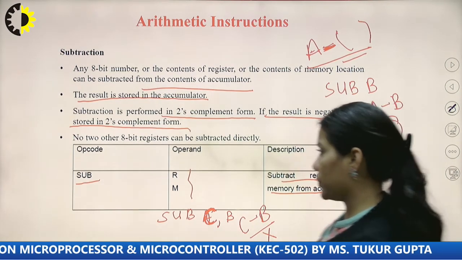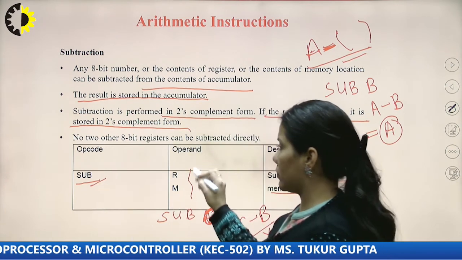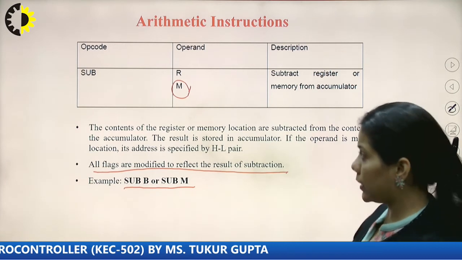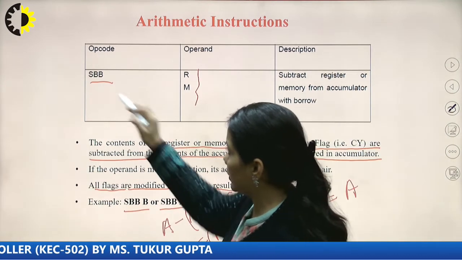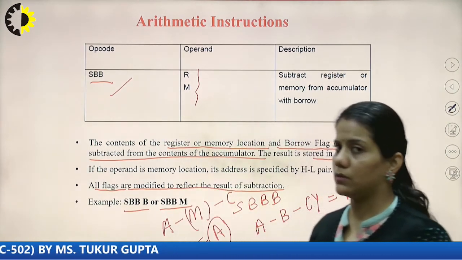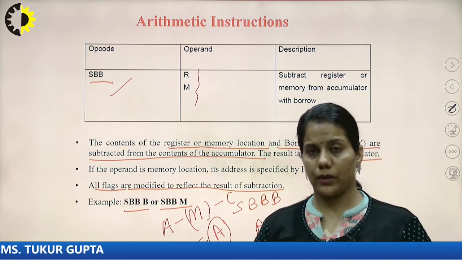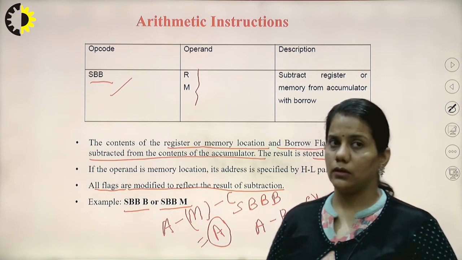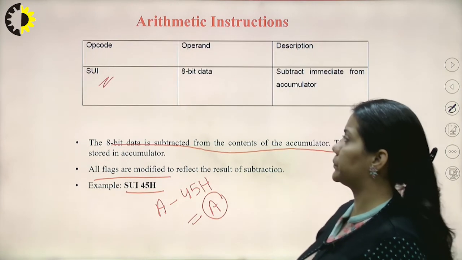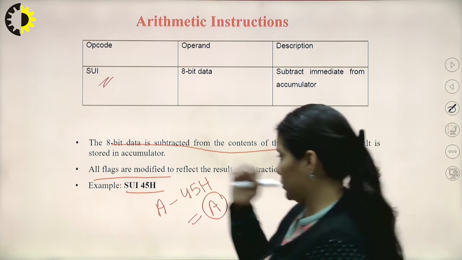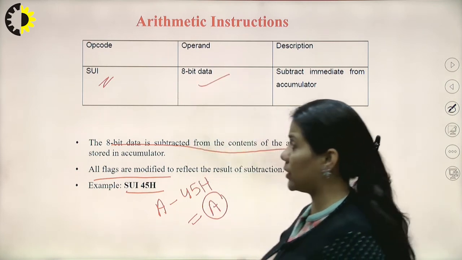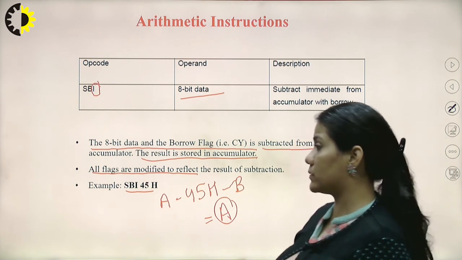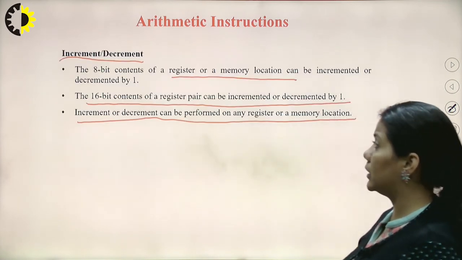Next, subtraction is simple subtraction. It will subtract the contents given in the operand from the accumulator contents. Again, in this instruction, it will subtract the contents of the operand along with the carry value, that is the borrow flag, from the accumulator. This instruction will subtract the immediate data from the accumulator. This will subtract the immediate data as well as the borrow flag from the accumulator.